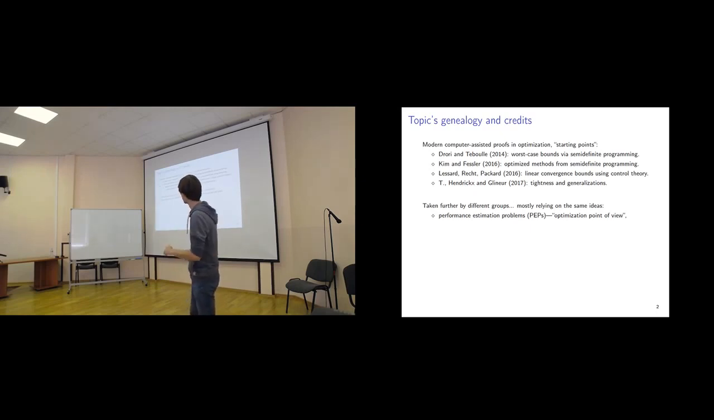Okay, so essentially those works, you can categorize them in two categories. One of them is what we call performance estimation problem. It will correspond to what I will present. It's an optimization point of view on how you generate proofs using your computer. And the second one, which is mostly done by Lessard and co-authors, is what we call integral quadratic constraints, and it's based mostly on a control theoretic point of view. Essentially those are very related, but the way they are presented is somewhat different.